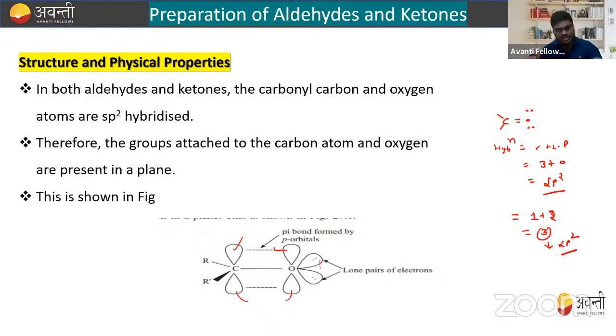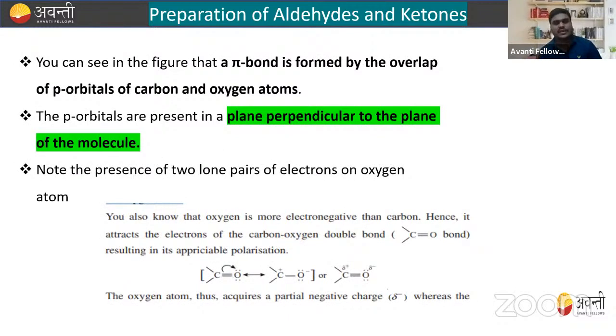Structure and the physical properties. In both the aldehyde and ketone, the carbonyl carbon and the oxygen atom are sp2 hybridized. This is the important condition here. Therefore, the groups attached to the carbon atom and oxygen are present in a plane. Now you can see in the figure that the pi bond is formed by the overlap of the p orbitals of the carbon and oxygen atoms. The p orbitals are present in the plane perpendicular to the plane of the molecule.